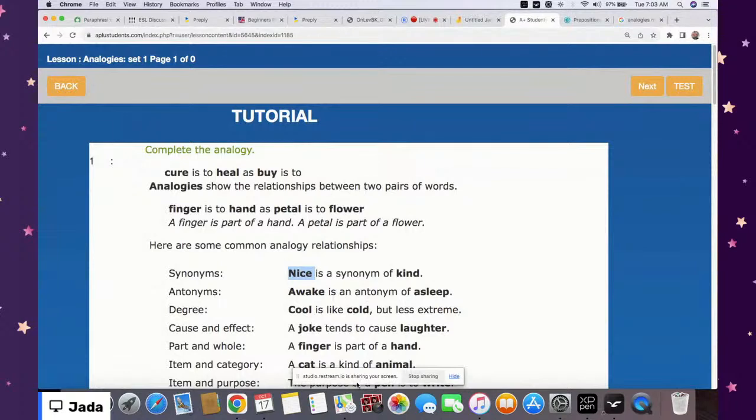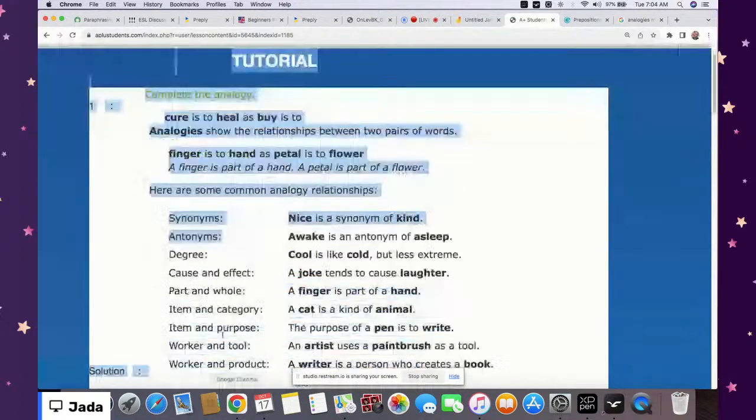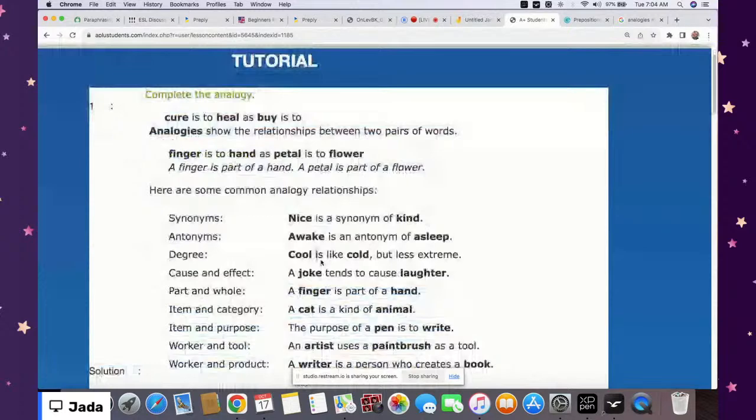Nice is to kind as awake is to asleep. Then we have degree. Cool is to cold. So cool is like cold but less extreme. When you have cool, it shows something a little bit calmer, and cold is like too much, so cool is less extreme than cold. And then we have cause and effect. A joke tends to cause laughter. So when someone makes a joke, you're going to laugh, right? So joke is to laughter.